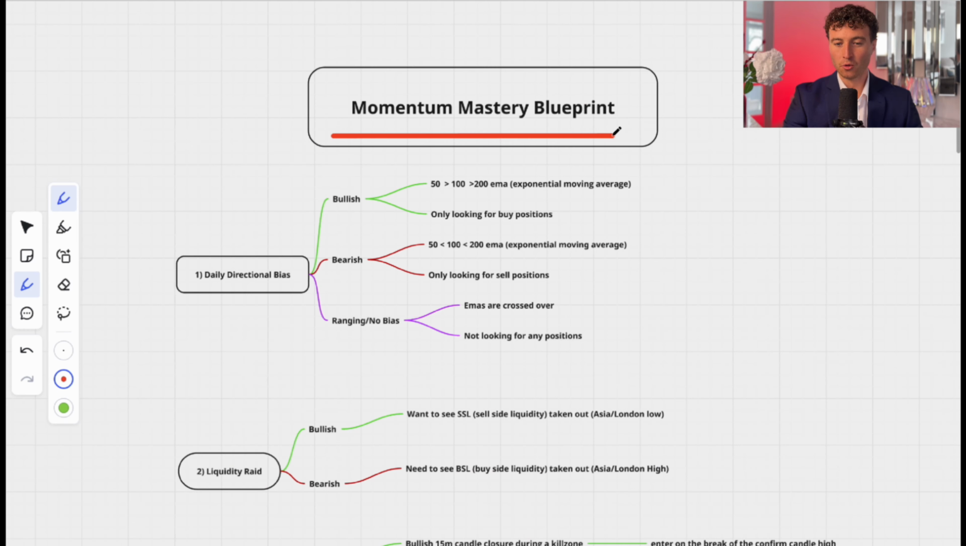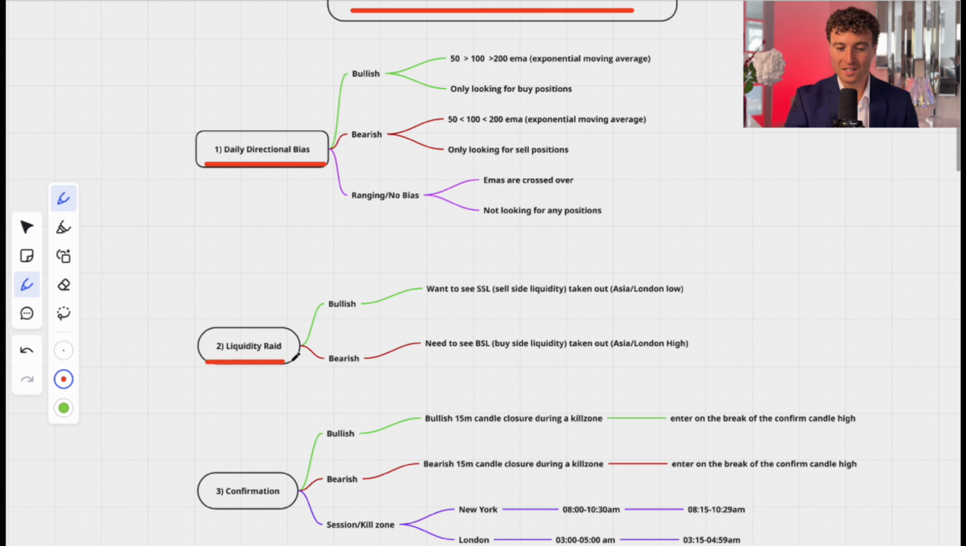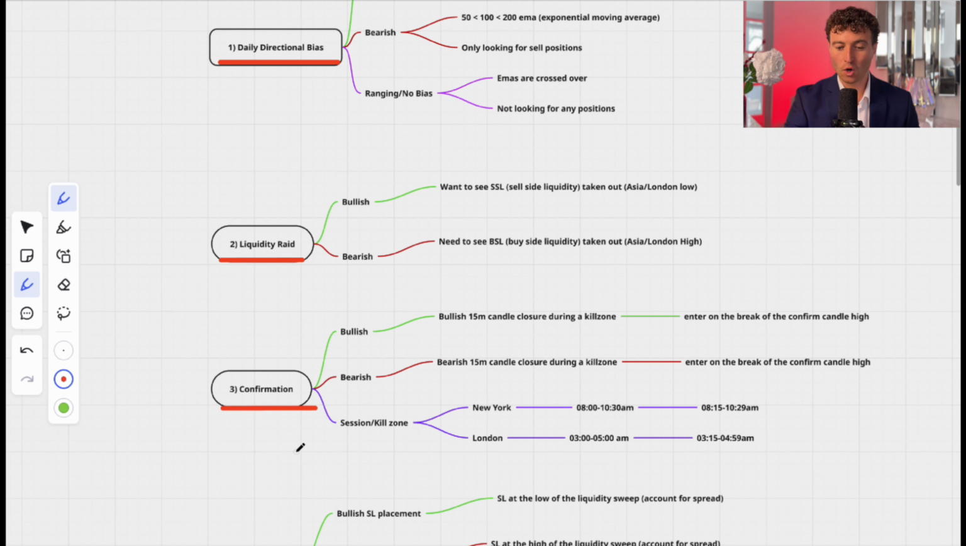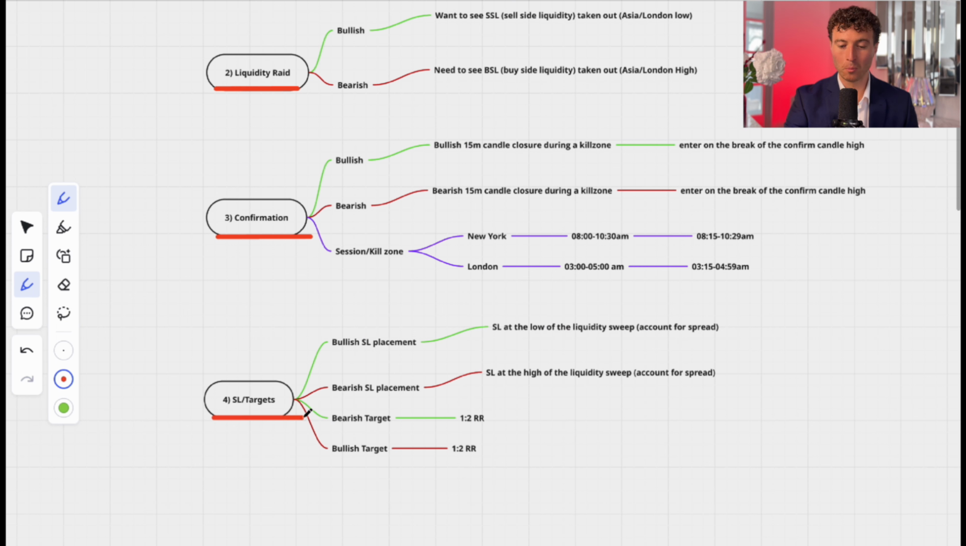Let's jump straight in. So this right here is the Momentum Mastery Blueprint. What I've done is broken down the system into 4 simple, easy to follow steps. And it's very important that you follow every step closely and you do exactly what the system tells you. The reason that so many traders are failing is because they're not trading a rules-based mechanical system. And so this system right here is fully defined and it takes all of the guesswork out of it. So step number 1 is a daily directional bias. Step number 2 is a liquidity raid. Step number 3 is confirmation, and step number 4 is stop loss and targets.